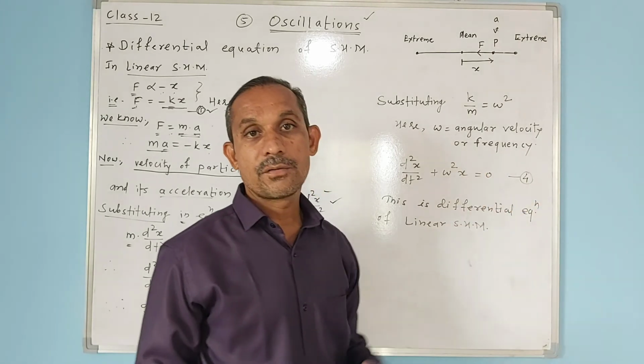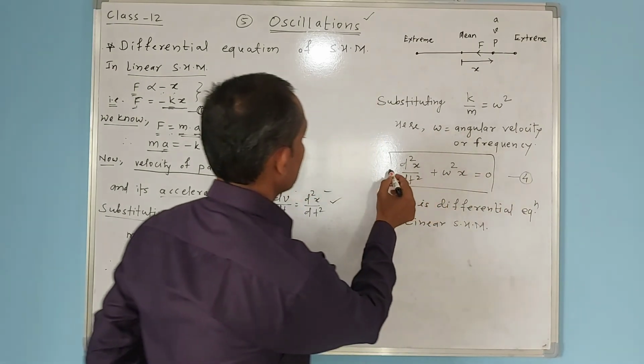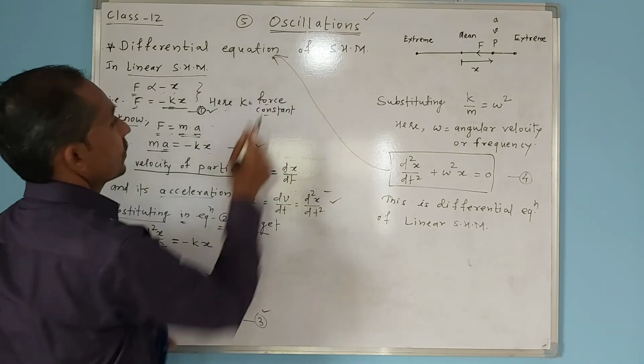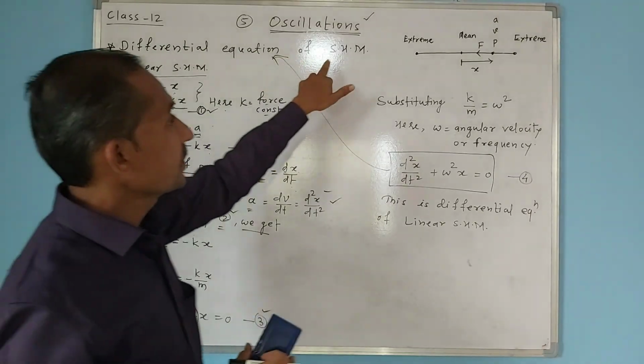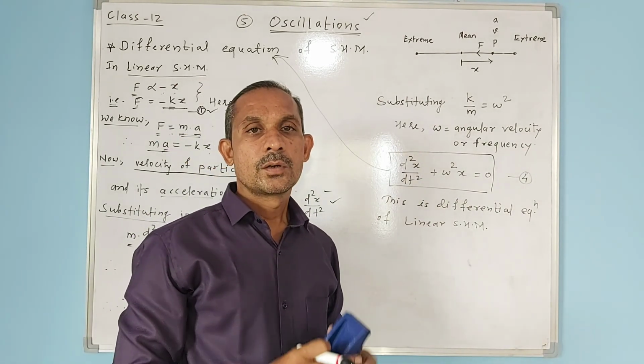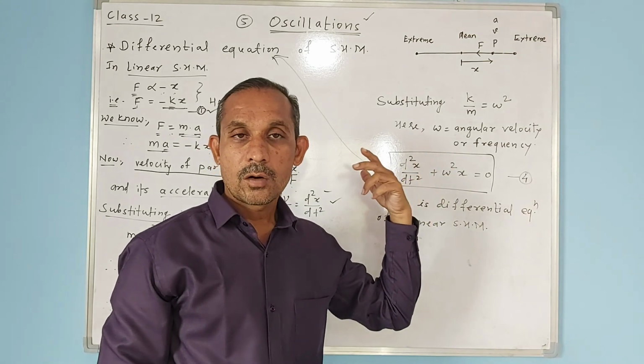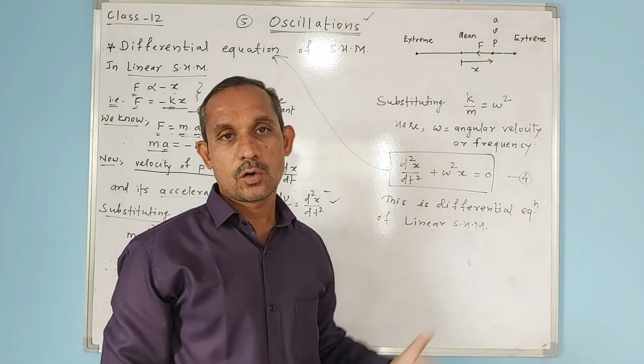So this is equation number 4. This is the differential equation of simple harmonic motion. This is a very important equation we have to remember while discussing the next topics. Thank you.